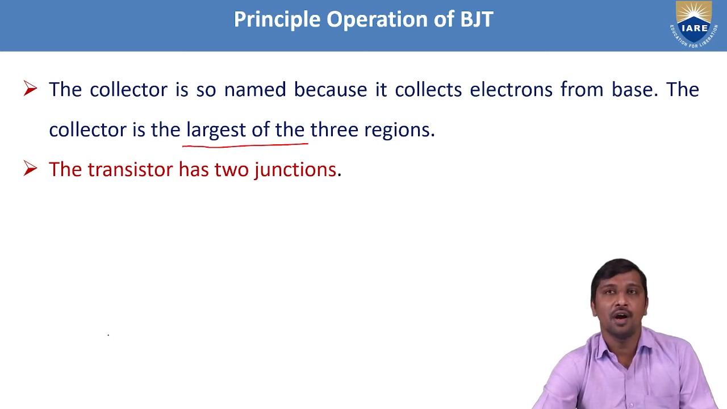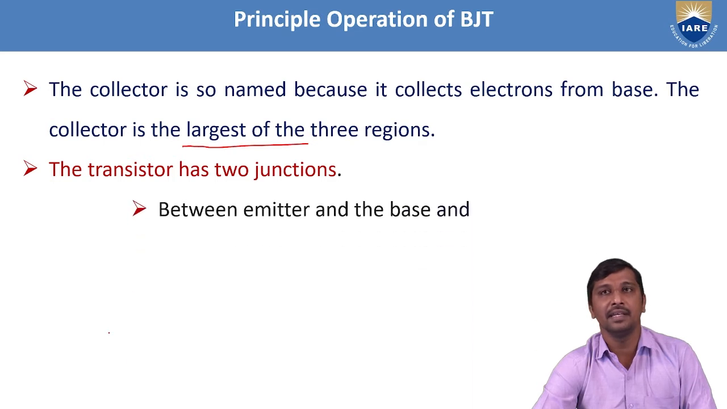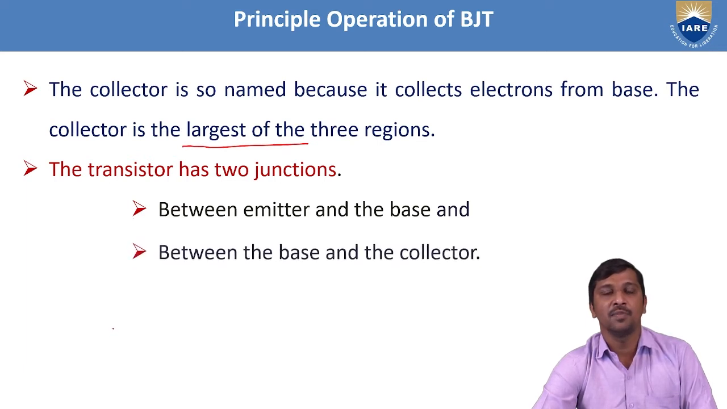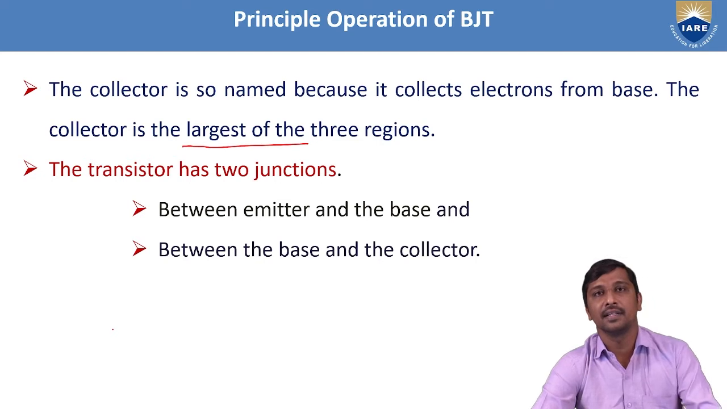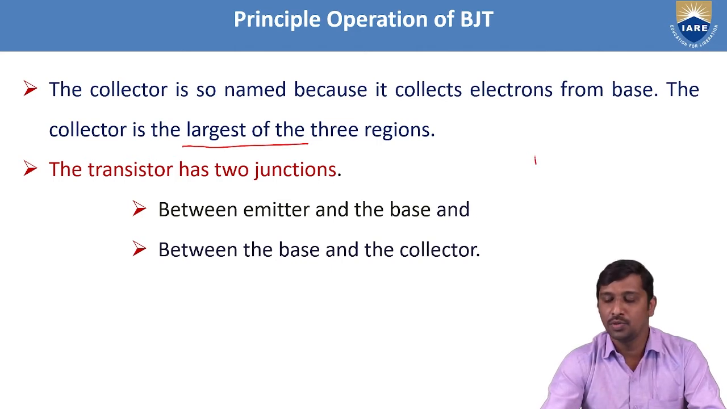Then, how are we going to form these two junctions? These are the standard junctions in a transistor. One junction is formed between the emitter and the base. Another is formed between the base and the collector. The BJT has two junctions, represented as the emitter-base junction and the collector-base junction.